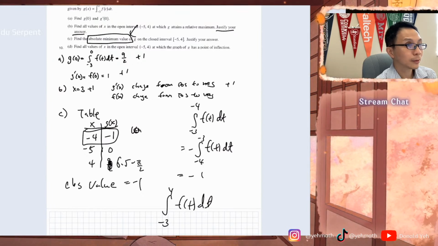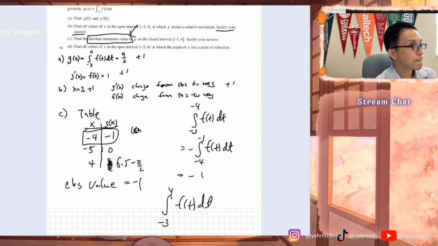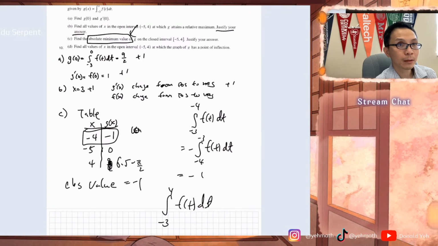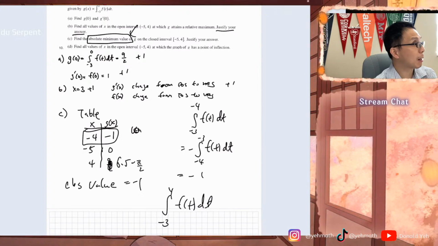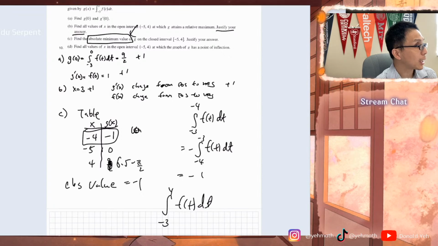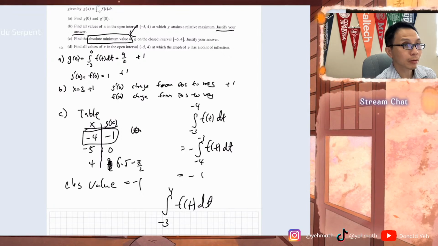So what if it just says the minimum value and it doesn't include the endpoints? Would we still need to do a table then? No, then that won't be called absolute, because an absolute has to have intervals.